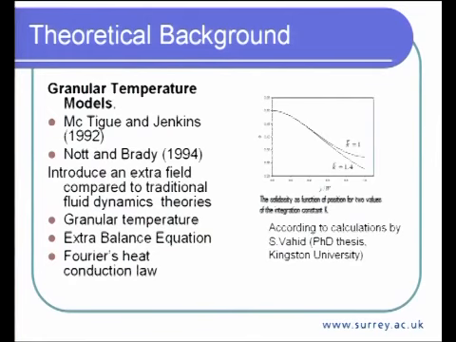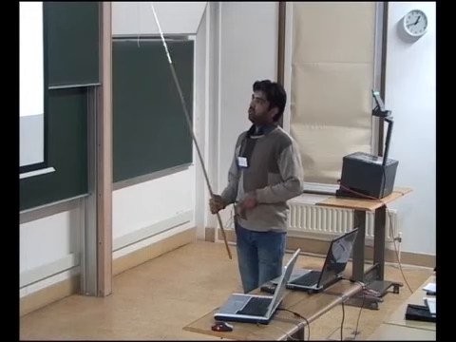Granular temperature models, like McTague and Jenkins 1992 and Nott and Brady, presented an extra field, an extra temperature. They showed that if the particles move around one another, they need to go further, and for that purpose there is work done, which they named the granular temperature. They presented an extra balance equation and Fourier heat conduction law.